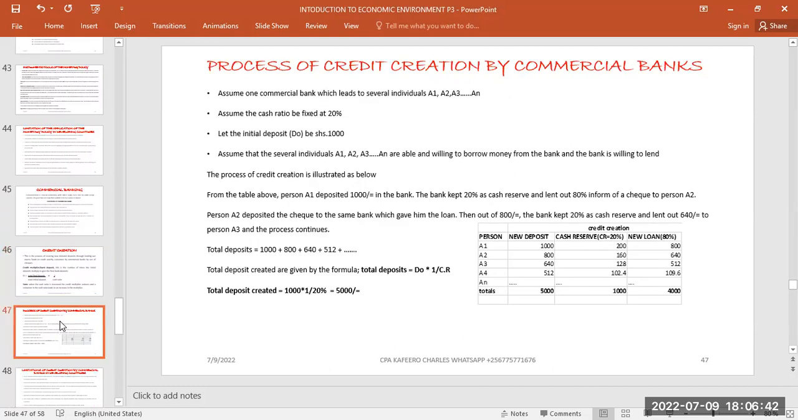Okay, let's go to the process of credit creation by commercial banks. How do they create credit? We are going to take these assumptions and try to look at how we are going to be able to get this.